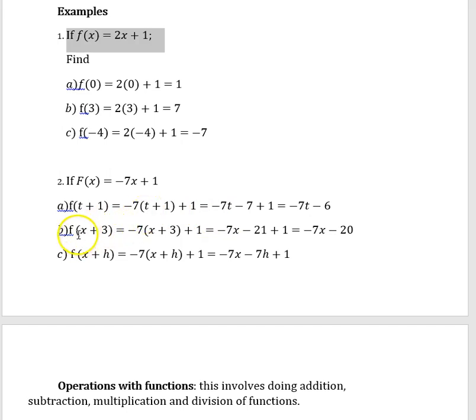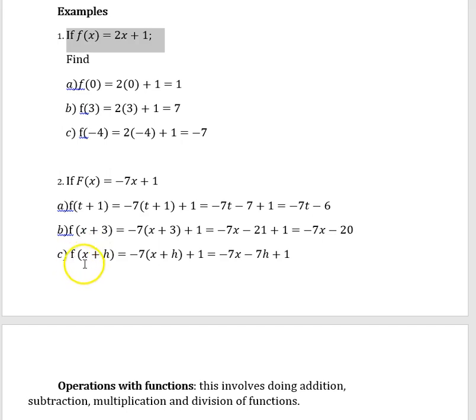The b part says f of x plus 3. X plus 3 becomes my input. If I put it there, it will be minus 7 into bracket x plus 3, plus 1. Open the bracket there, we're going to have minus 7x minus 21 plus 1. That gives you minus 7x minus 20.